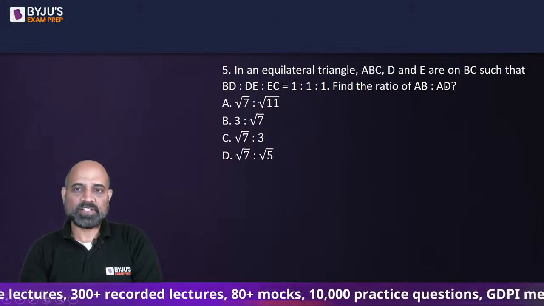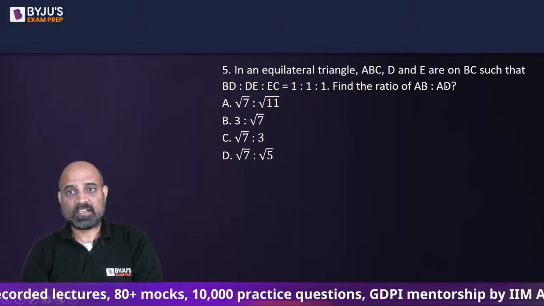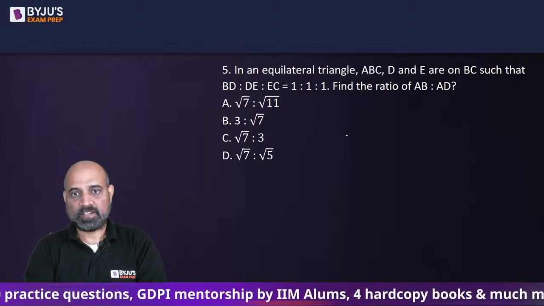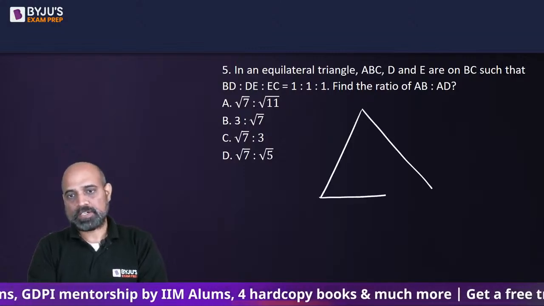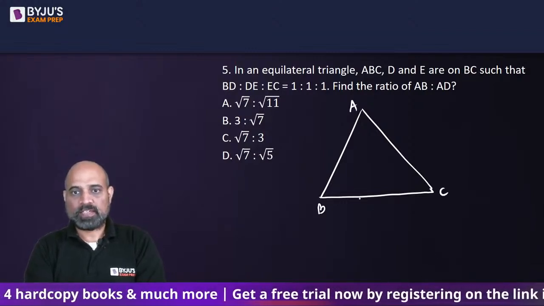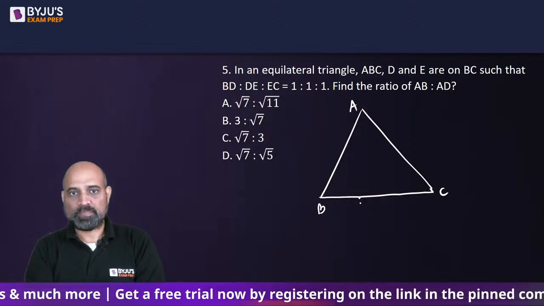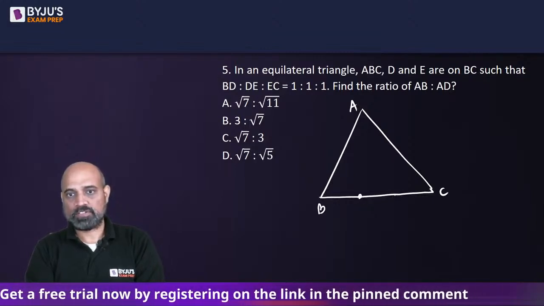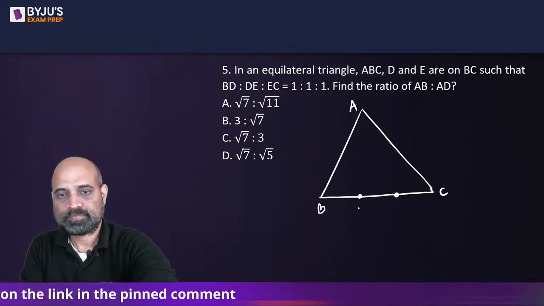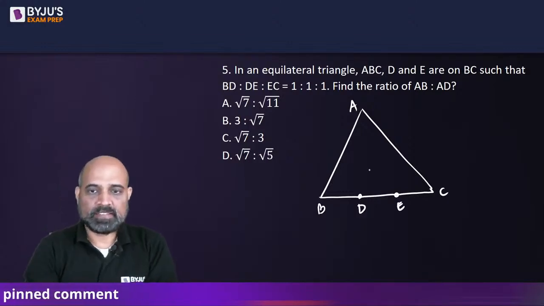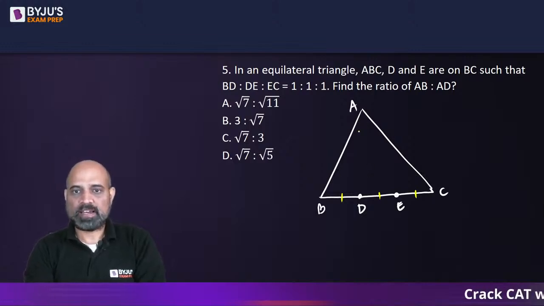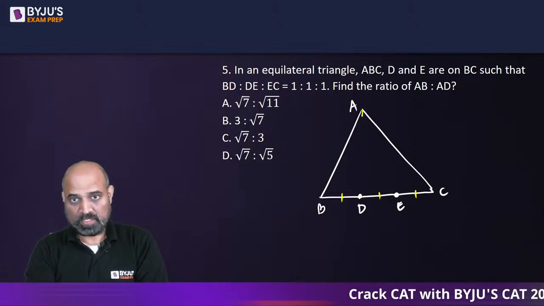Okay, next one. In an equilateral triangle ABC, D and E are on BC such that BD, DE, EC is 1:1:1. Find the ratio of AB and AD. Okay, so we have an equilateral triangle which is given as A, B, and C. D and E are points here on BC such that BD, DE, EC are 1:1:1. Okay, so sorry, this is D. So it is given that ये तीनों बराबर है. Find the ratio of AB and AD.